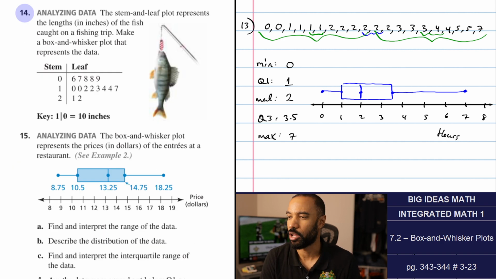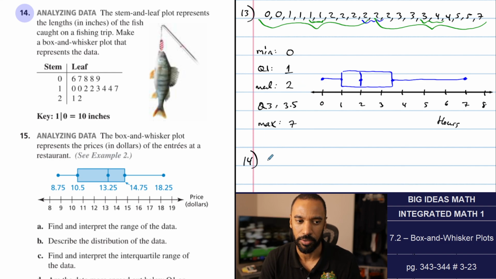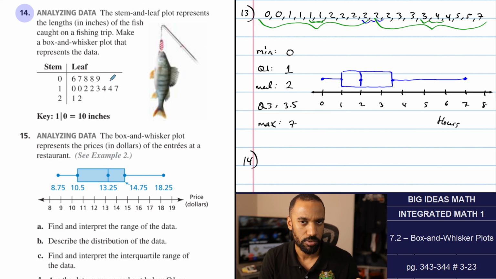We got this next thing here called a stem and leaf plot. Now, they're giving you a key to represent how this thing works, but it's all about digits. This is the tens place, and this is the ones place for these things here. So we'll get to that in a second. The stem and leaf plot represents the lengths in inches of the fish caught on a fishing trip. Make a box and whisker plot that represents the data.